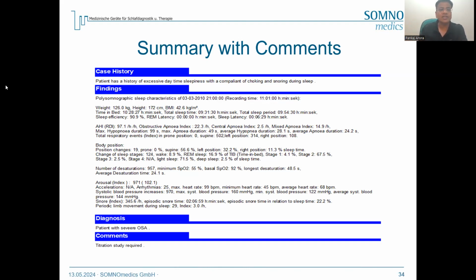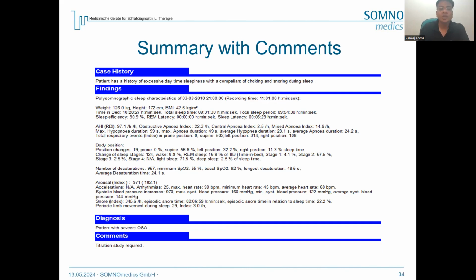In this particular case, you can see the patient weight was 126. He was quite an obese patient. His height was 171, his BMI was 42.6, so he is severely obese. We saw his time in bed was 28%. Sleep efficiency was still 90.9%. But if you see, his arousal index was 102.1. That is why he was not able to go into sleep stage N3, and he was mostly in stage N2 only.